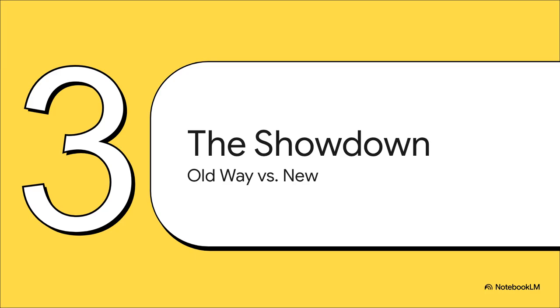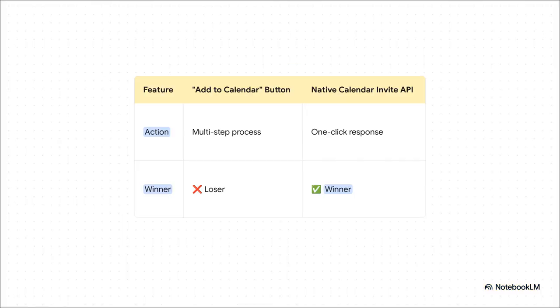To really appreciate what a huge leap forward this is, let's put these two technologies in the ring together for a classic showdown. The old, clunky Add to Calendar button versus the new, sleek Calendar Invite API. Okay, round one is all about what you, the user, have to do. With the native invite, it's a simple one-click yes, no, maybe. That's it. The old button shoves you through this multi-step nightmare. Click the button, get sent to a new page, fill out a whole separate form. I mean, it's not even a contest. The API wins on simplicity, hands down.